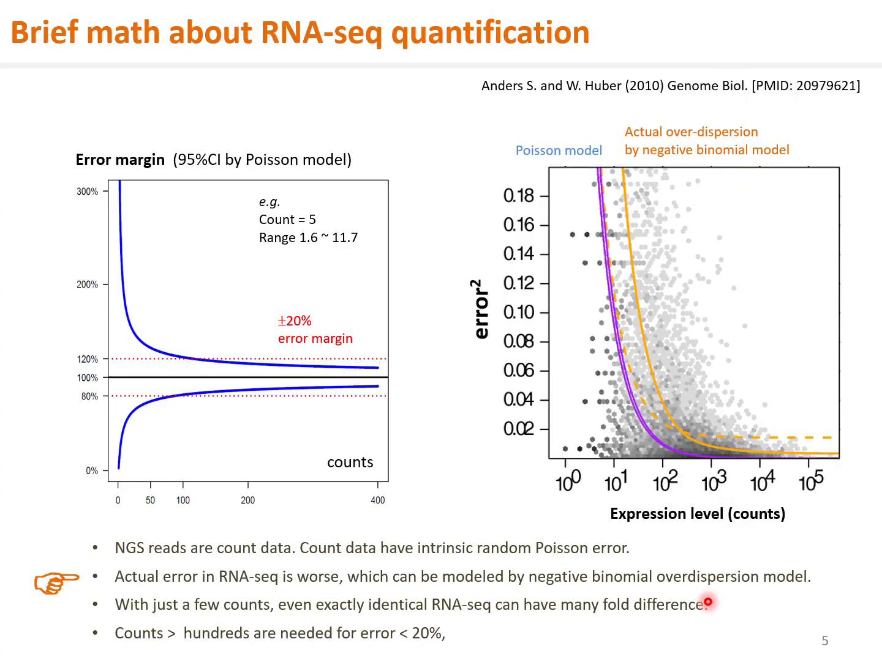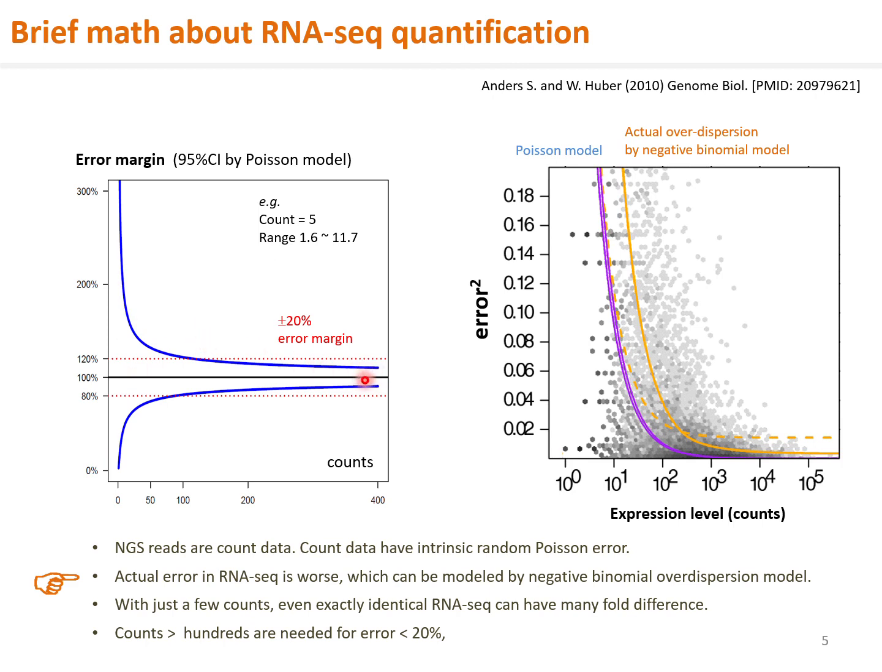So what happens if using RNA sequencing for LncRNA profiling? First, a little math about RNA sequencing. RNA sequencing is count-based data. It measures RNA abundance by counting the sequencing read counts. A fundamental numeric property of integer counts is the intrinsic random Poisson error. This plot shows the error margins in relation with the read counts by the Poisson model. For example, a read count of 5 has an error range between 1.6 and 11.7. The bigger the count, the smaller the error.